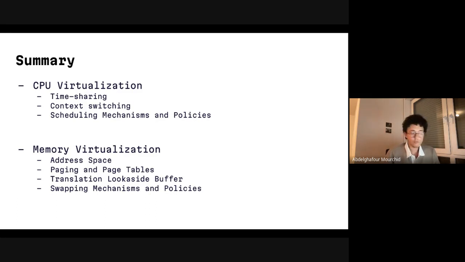The next part is memory virtualization. We will see what an address space is, what problems we face when we try to allocate memory, how we allocate memory, what paging is, what page tables are, some other stuff related to that, and what problems we face in memory as well. But I think that was the part on CPU virtualization. We keep memory virtualization for next week.